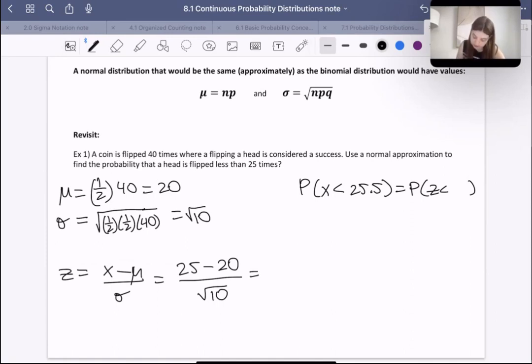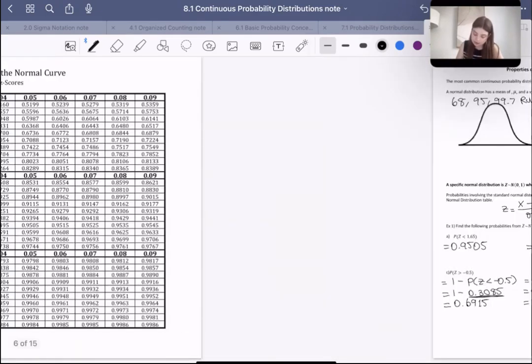And what's that going to be equal to? Well, let's see. What is 5 divided by root 10? It is equal to about 1.58. Okay, so that's what we must do. We must figure out the probability that the z-score is less than 1.58. So let's go to our z-score table and figure that out.